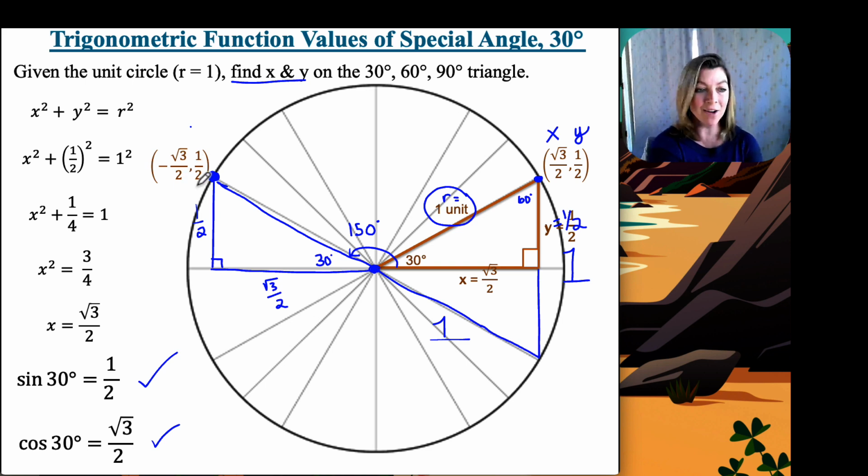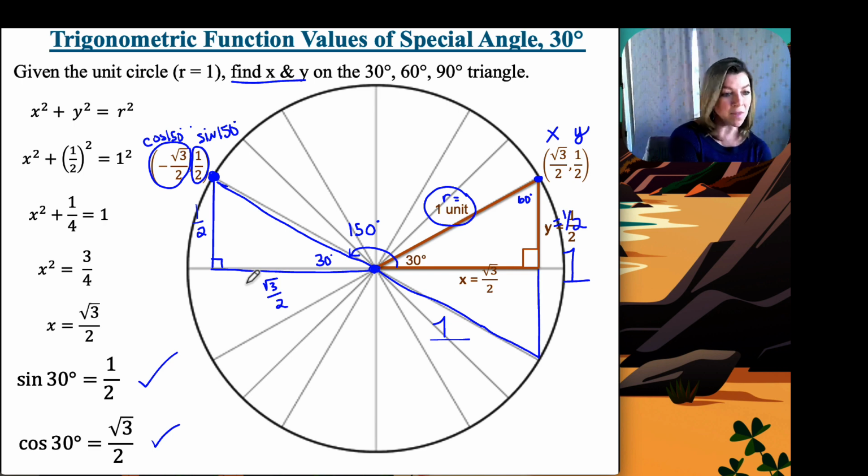So what we just found is that sine of 150 degrees is also positive 1/2, and cosine of 150 degrees is negative radical 3 over 2. Let me just write that on there for us. This is sine of 150 degrees, and we also found cosine of 150 degrees.